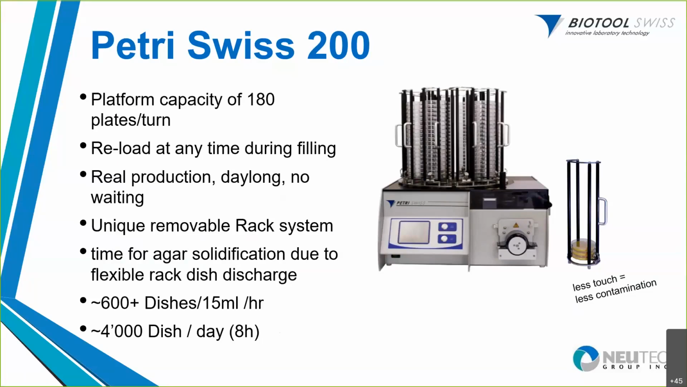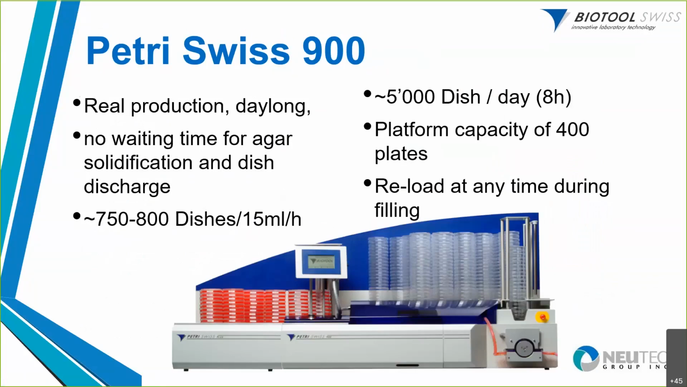And again, this system, as with all of them, can be hooked directly up to the media preparators, and it uses that double-headed pump. Your throughput is about 4,000 dishes per day on an 8-hour shift. Very efficient method for filling these Petri dishes. But in terms of comparison, the PS900 is a linear-based approach rather than a carousel.